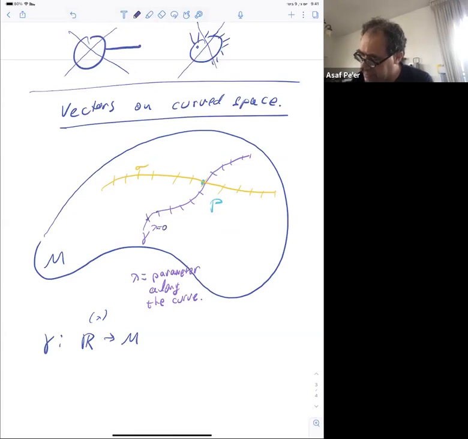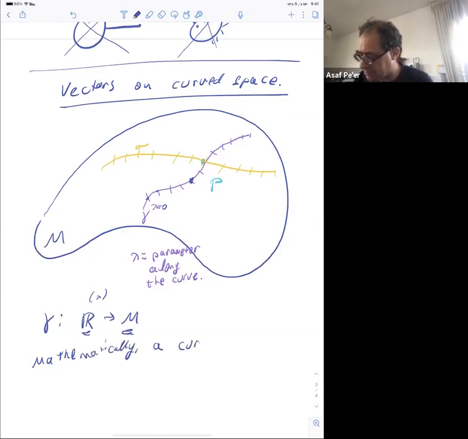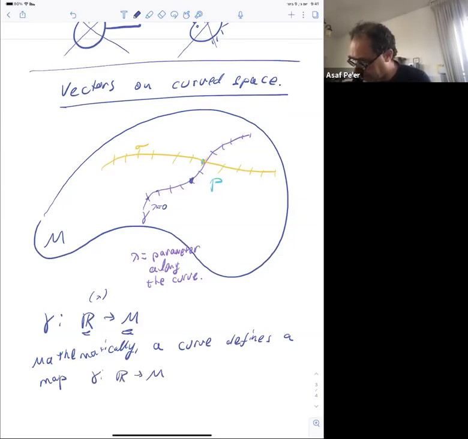If you say I'm along this curve, and I'm now at lambda equal to 5, then you know where I am. I gave you a number in R, and I specified a location on M. In that sense, this is a mapping. So any curve, mathematically, defines a map gamma from R to M. A parameterized curve.